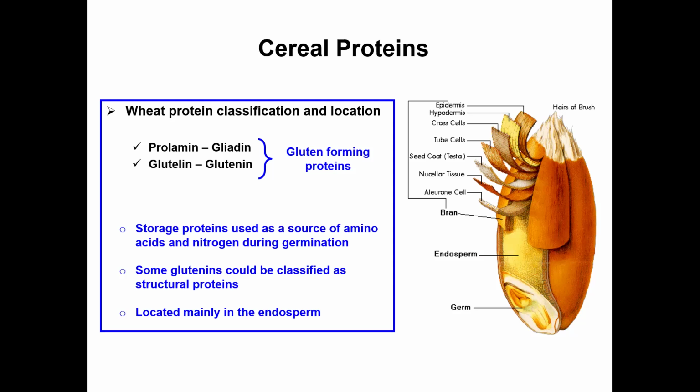Now, the gluten-forming proteins are gliadins and glutenin. There is no gluten in wheat. There are gluten-forming proteins. Once you make the dough, you form the gluten network. So prolamin is gliadin, glutenin is glutelin, but really it's in the class of prolamin.